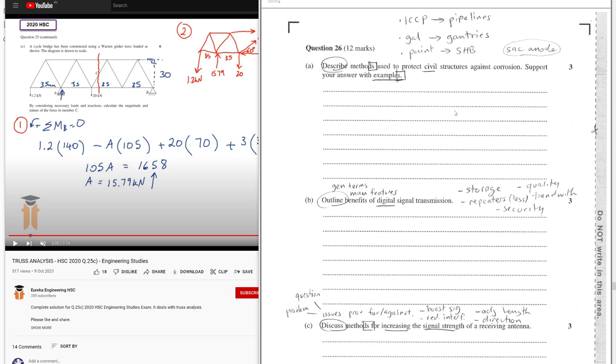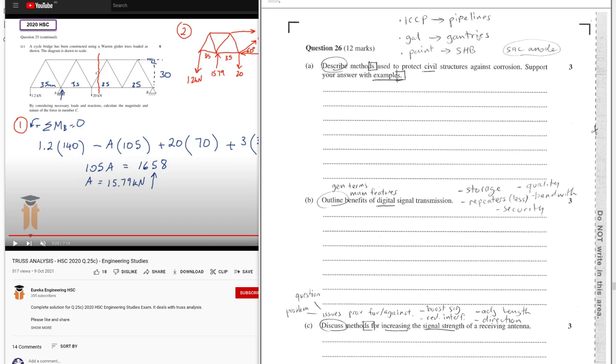We've got describe, which we've said is characteristics and features. Okay, so I've got three here that I like. ICP is used in pipelines, so if you just write ICCP, they'll give it to you. If you said cathodic protection or impressed current cathodic protection, that is the full answer. That's used in pipelines. The idea is that when it loses electrons due to corrosion, those missing electrons will be replaced by providing electric current.